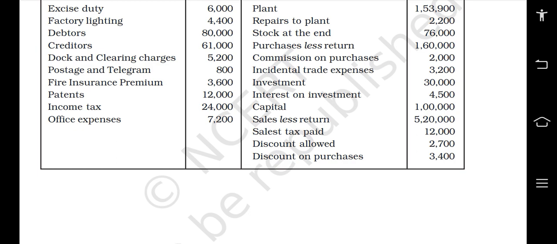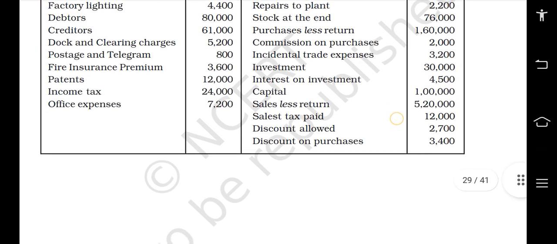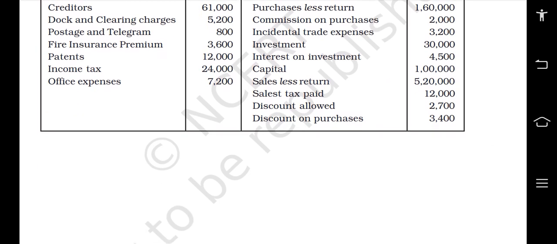And incidental trade expense. In the indirect expense, investment is an asset, interest on investment is an indirect income, and capital is on the liability side of the balance sheet. Sales return is on the credit side of the trading account, and sales tax paid is an indirect expense. Discount allowed is an indirect expense. Okay, discount allowed is an indirect expense.